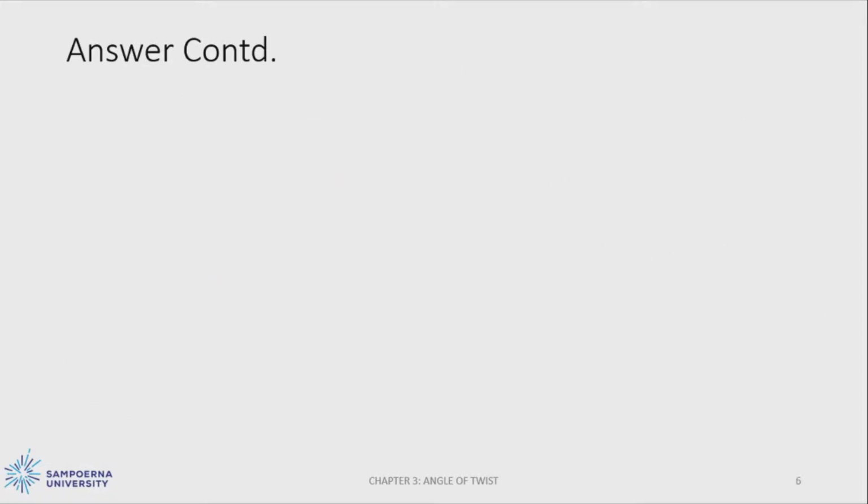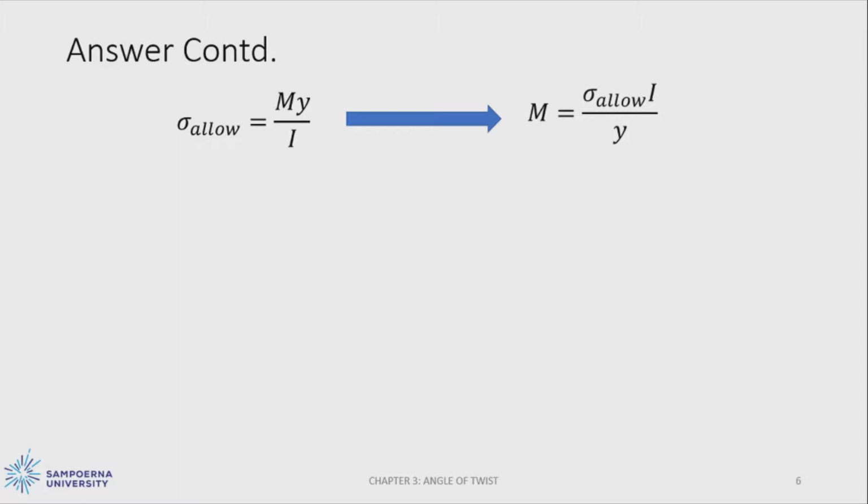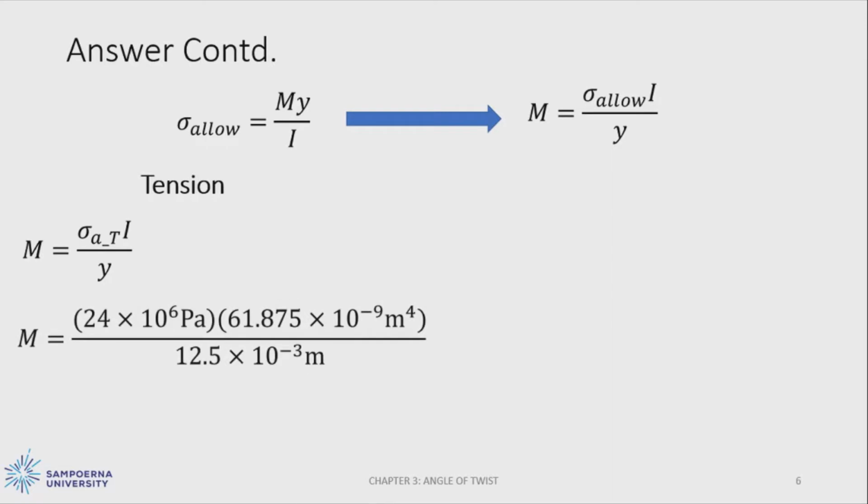After obtaining the inertia of the beam, we can use this formula to find the largest couple that can be applied to the beam. But we need to transform it first into this formula, where M will be equal to allowable stress times inertia divided by the distance to the centroid. For the tension, we have the allowable stress in tension times the inertia divided by the distance. Then we substitute the values into the formula, and we can obtain the maximum couple in tension.